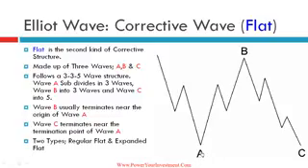Alright, I'm sorry, not the origin, the termination point of wave A. So wave C terminates around the termination point of wave A. In an expanded flat, the termination point of B overshoots the origin point of A, and the termination point of C overshoots towards the downside the termination point of A. Alright? That's the only difference.